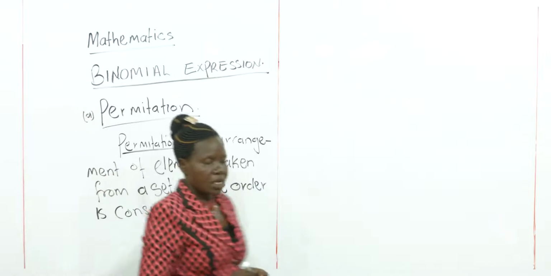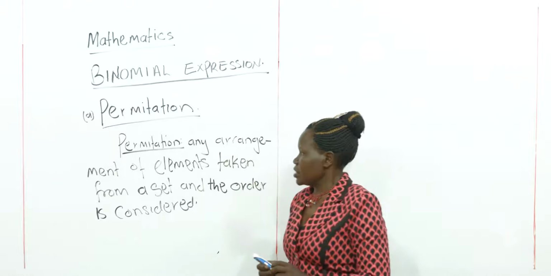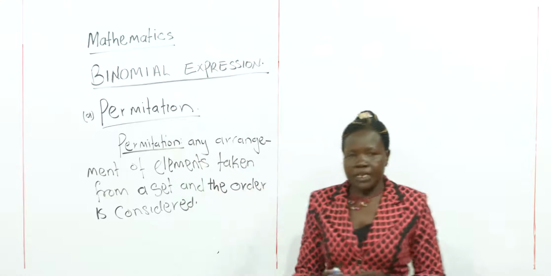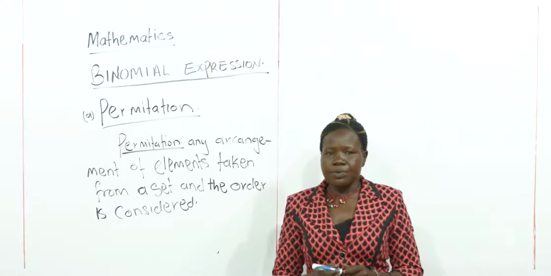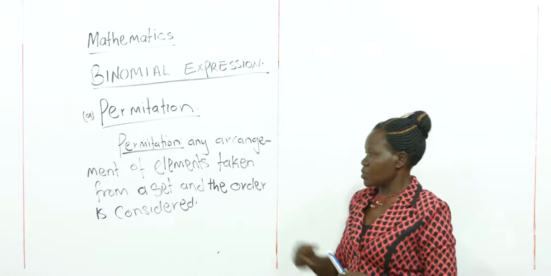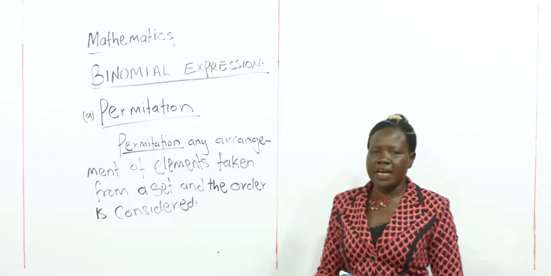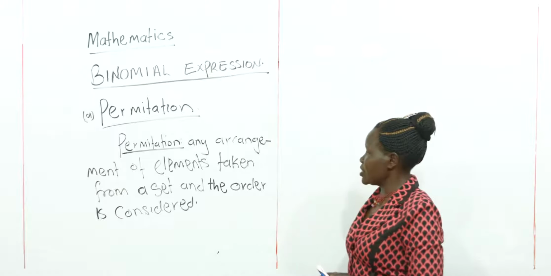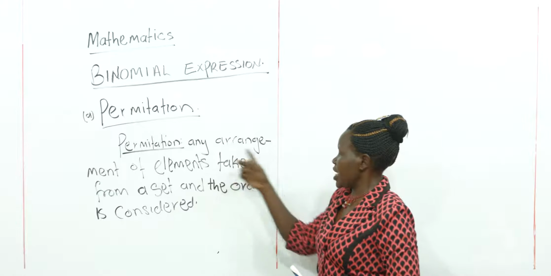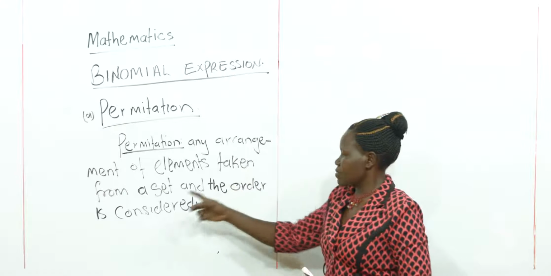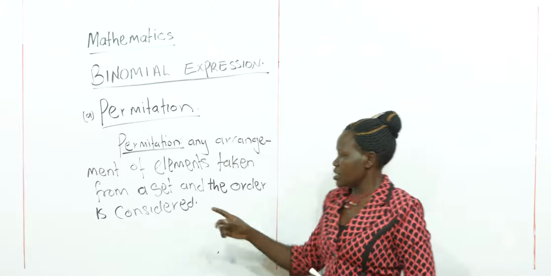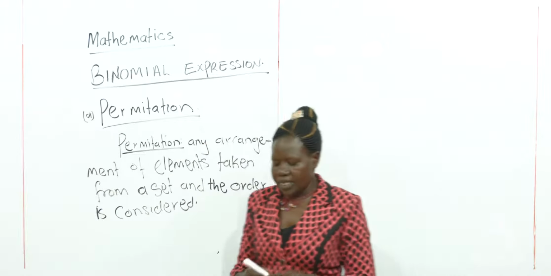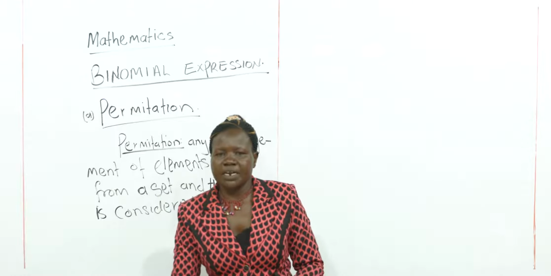So dear learners, that is the definition, especially for those learners who are taking additional mathematics. Sometimes they ask you to define permutation. When they ask you to define permutation, you simply say it is any arrangement of elements taken from a set and the order is considered. What does it mean? I want you to understand what we mean by arrangement.